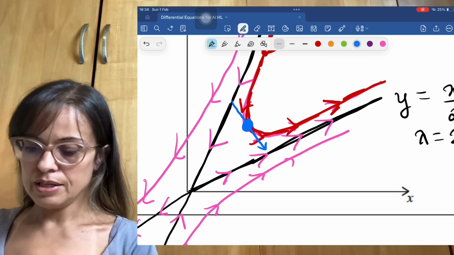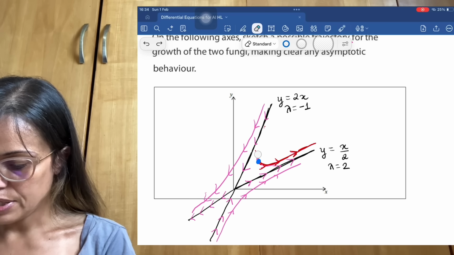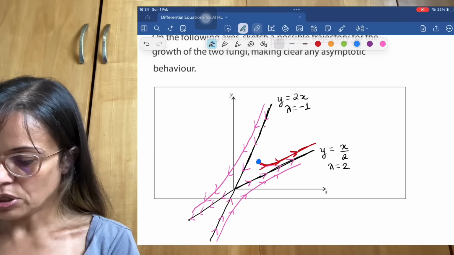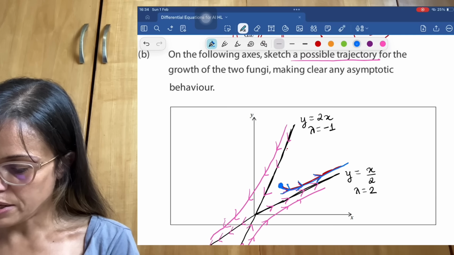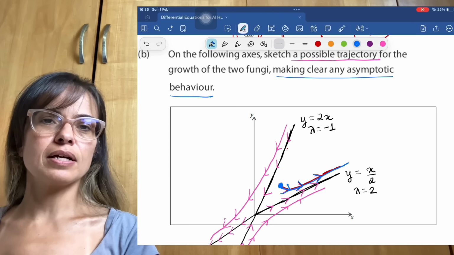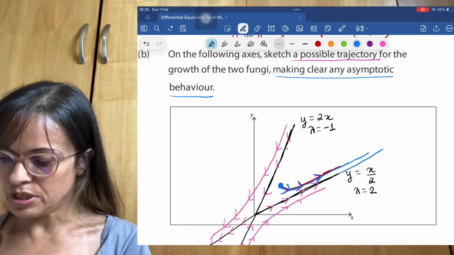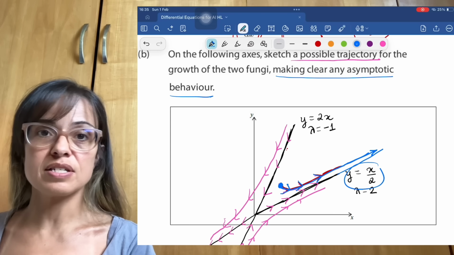The tangent line is kind of this blue one. So I am not going to use this side of the trajectory. And he said to make clear any asymptotic behavior. I don't know exactly how he expects me to make that clear in the picture, but this is the asymptotic behavior. It is getting close to this line.